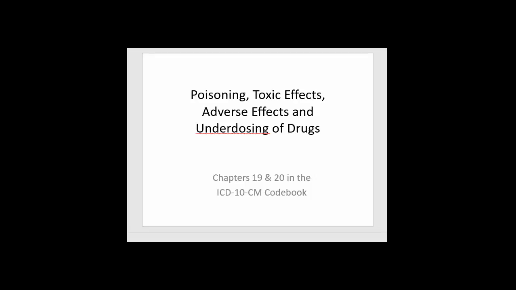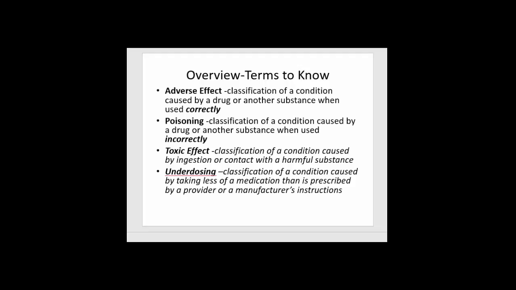This podcast will focus on poisoning, toxic effects, adverse effects, and the underdosing of drugs. By definition, an adverse effect is when you've got a condition caused by a drug or another substance that was used correctly, and it's just created an adverse effect for the patient. Poisoning is a condition that's caused by a drug or a substance that's used incorrectly.